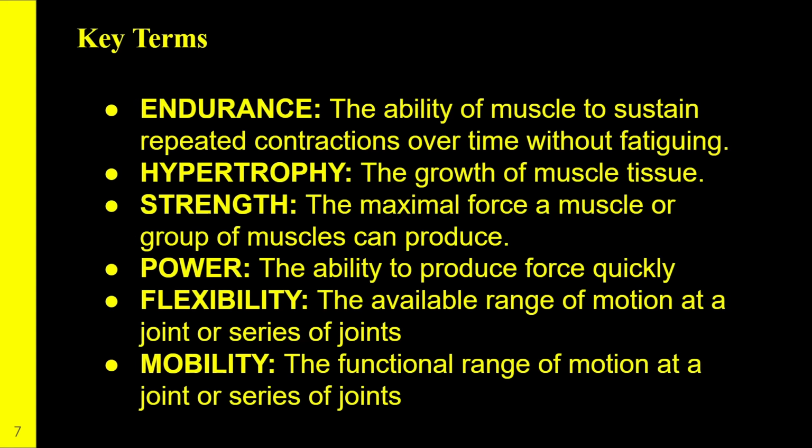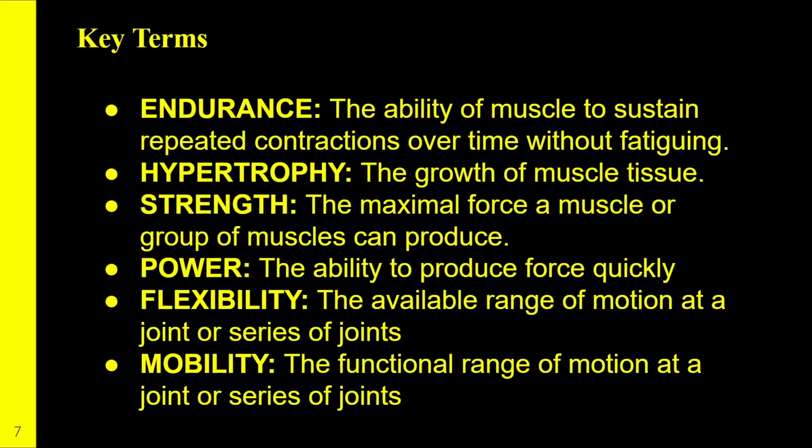Now, let's talk about some of the performance key terms. We have endurance, the ability of muscle to sustain repeated contraction over time without fatiguing. And hypertrophy is the growth of muscle tissue, basically just making our muscles bigger. And we have strength, which is the maximum force a muscle or a group of muscles can produce. When we talk about power, we can also think of that as explosiveness. It is the ability to produce force quickly.